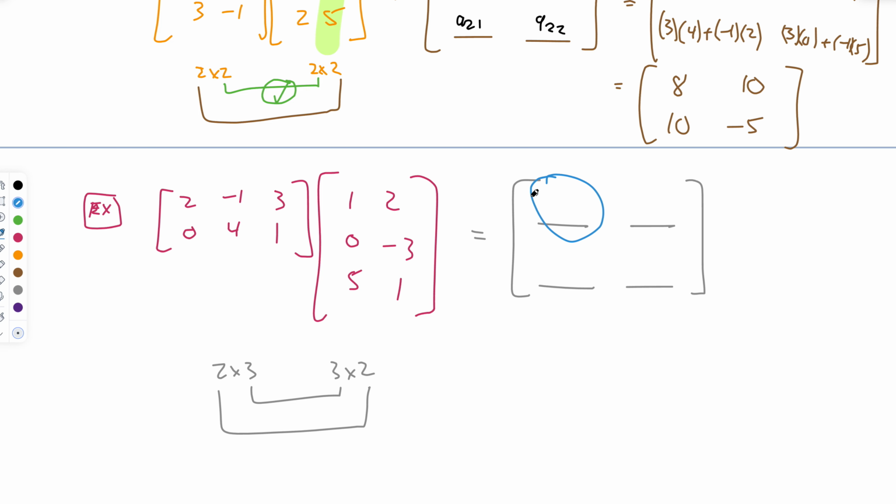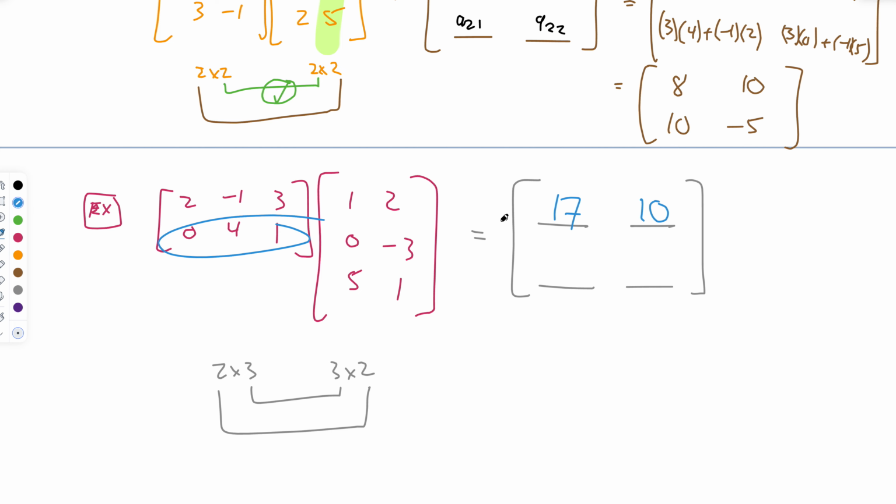So this entry would be 1, 1, which means I want to take row 1, column 1. So I would do 2 times 1, -1 times 0, 3 times 5, and I add those up. So that's going to be 2 and 15, which is 17. This is row 1, column 2. So you'd take row 1, column 2, and I'd go through that. This would be 2 and 2, 4, -1, -3 would be 3, 3 and 1 would be 3. So that is 4, 3 and 3. 4, 3 is 7, and then the 3 is 10.